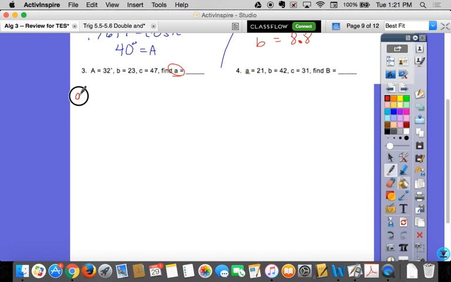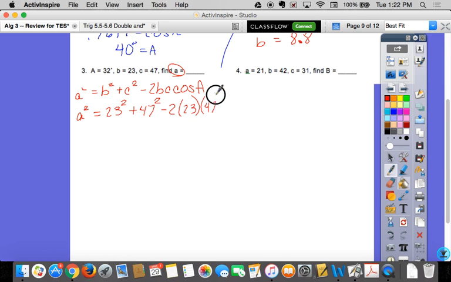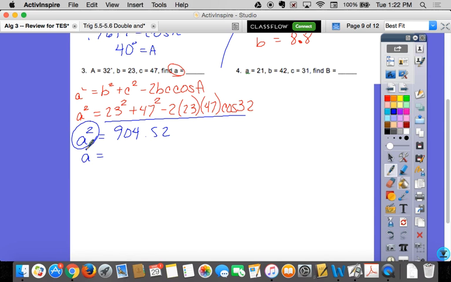I need A, so I'm going to start with A. A squared equals b squared plus c squared minus 2bc cosine of A. Plug in the stuff that I know. A squared equals 23 squared plus 47 squared. And you're just plugging everything in. Again, there are no variables over here. You plugged in every value you had. Your only variable is over there on the left. So you type everything in over here. You get a value of 904.52. Remember, that's squared. Take the square root, and it's 30 point something, but you can round it to 30, that's fine.